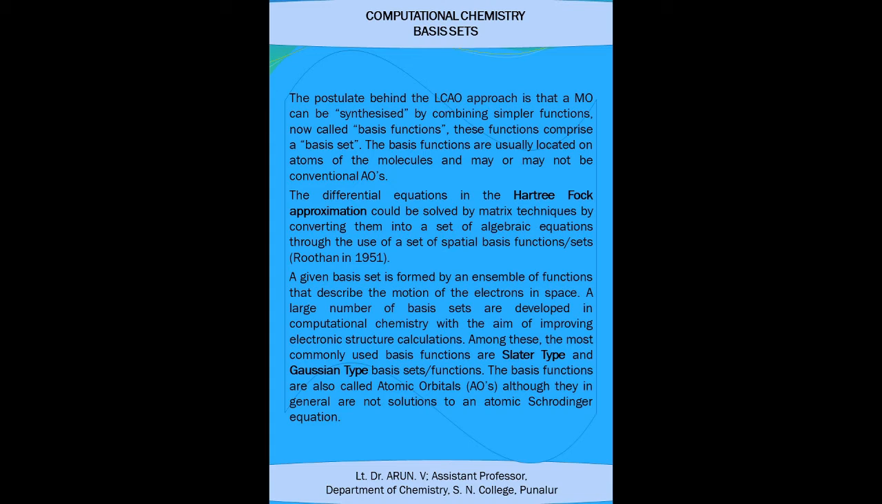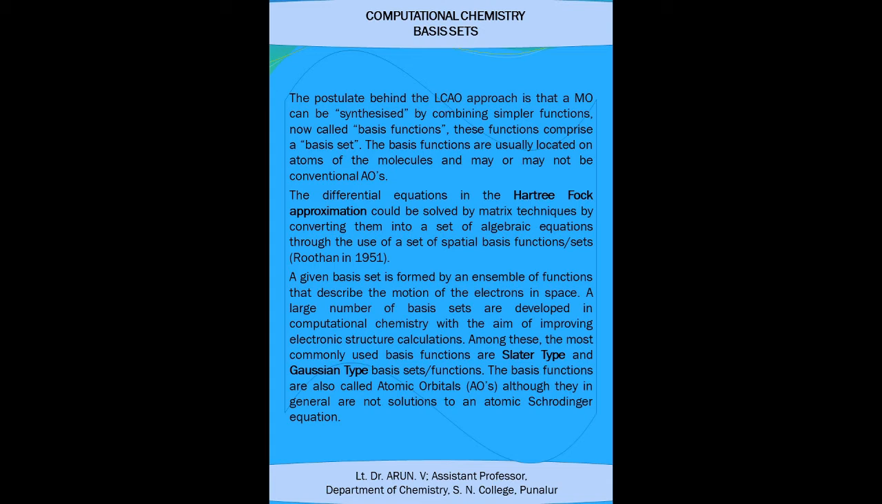The differential equations in Hartree-Fock approximations could be solved by matrix techniques by first converting them into a set of algebraic equations through the use of a set of basis functions or a basis set. It was introduced in 1951 by Roothaan. A basis set is formed by an ensemble of functions that describes the motion of electrons in space. A large number of basis sets are developed in computational chemistry with the aim of improving electronic structure calculations.